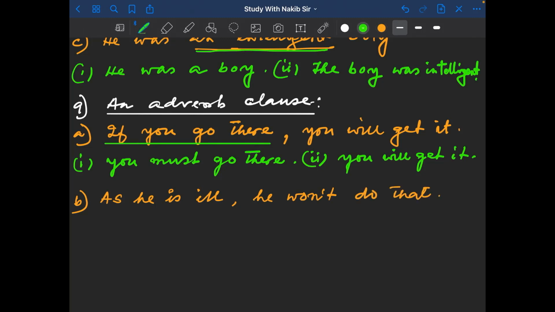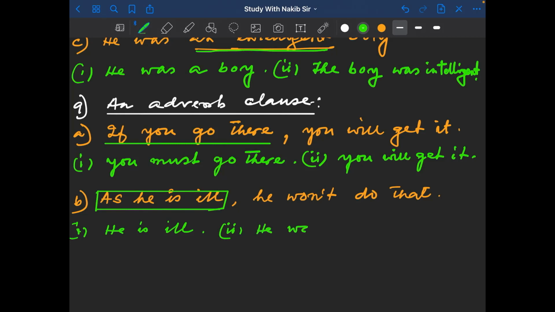Okay, now see, as he is ill, this is an adverb clause expressing the cause, and for this we'll make a separate sentence. How? See, number one, as he is ill means he is ill. As will be out because it is a conjunction. We are breaking it, so no conjunction is necessary. He is ill. And number two, naturally he won't do that.